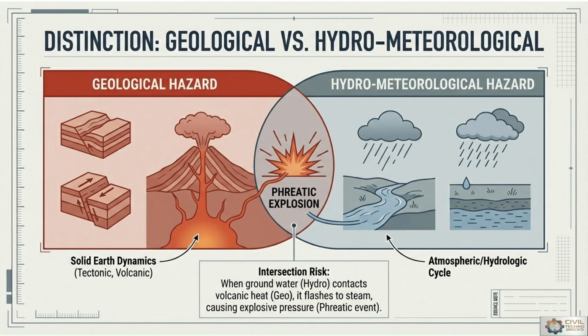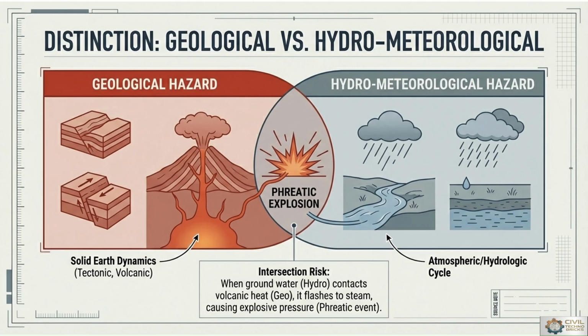Geological versus hydrometeorological hazards. Geological hazards relate to engineering geology, whereas hydrometeorological hazards relate to hydrological parameters. Geological hazards are associated with tectonic plates or volcanic activity, whereas hydrometeorological hazards are related to atmospheric and hydrological processes.